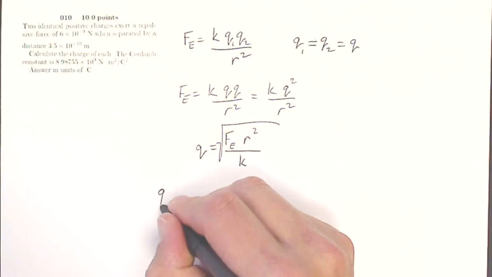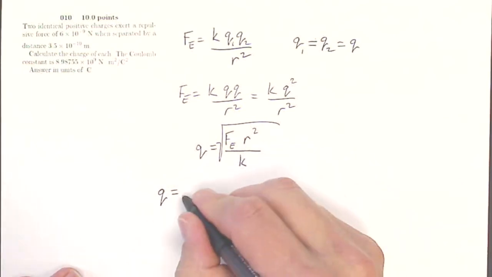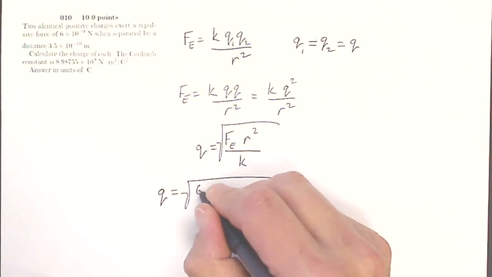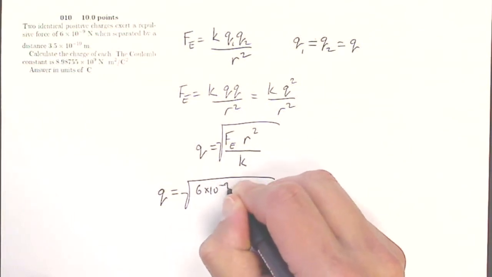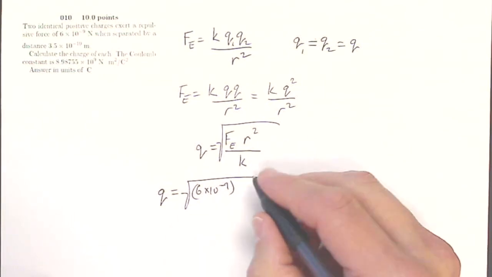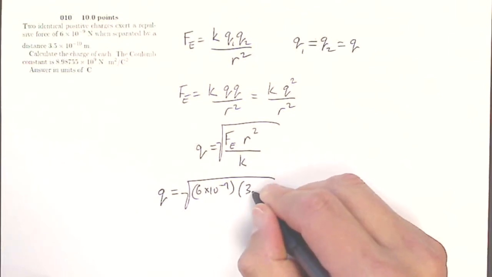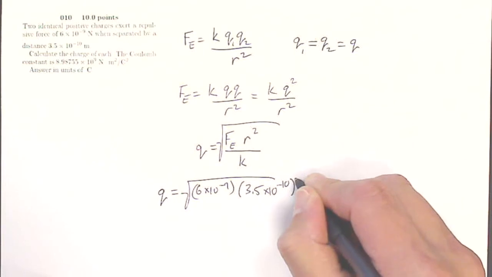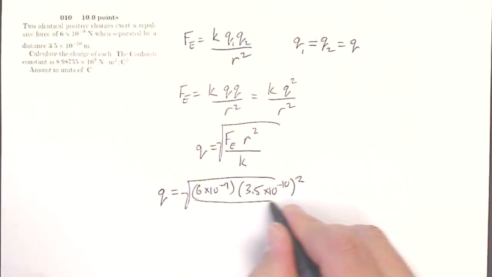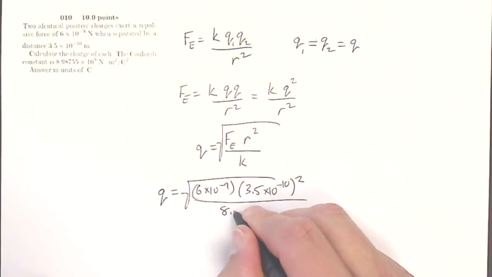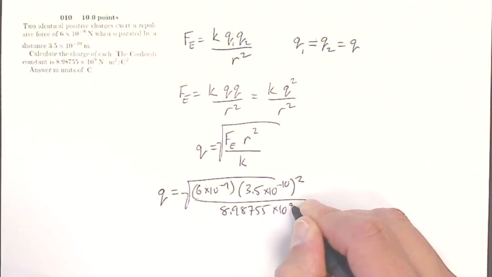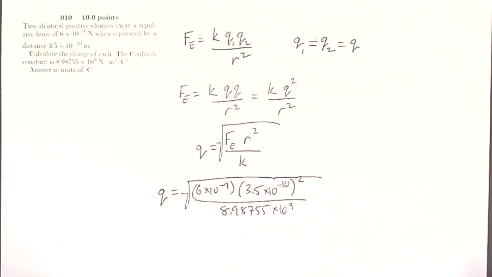So now I can have that my charge is going to be the square root of the electric force, which is 6 times 10 to the minus 9th newtons, times the distance between them, 3.5 times 10 to the minus 10th meters, squared, divided by my K, which is 8.98755 times 10 to the 9th. That is going to be my answer.